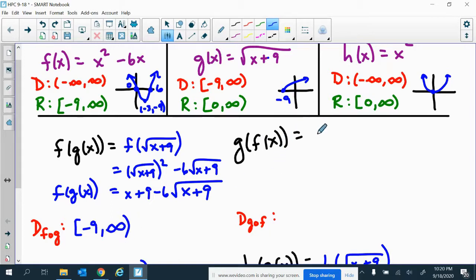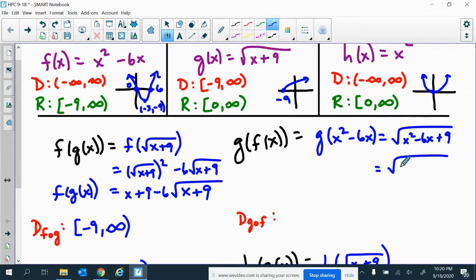G of f, that's g of x squared minus 6x. So that's the square root of, if I look at this, x squared minus 6x, I can just replace x with x squared minus 6x plus 9. This factors to x minus 3, the quantity squared. So if I have x minus 3, the quantity squared, inside of a square root, what I end up with is the absolute value of x minus 3.